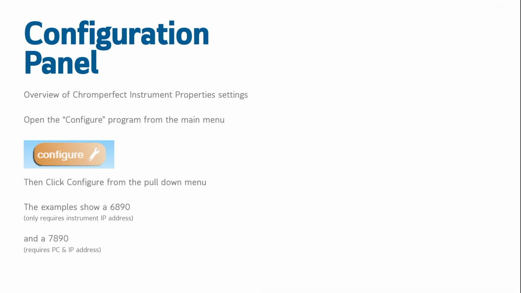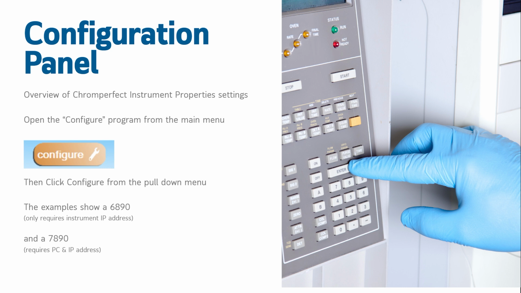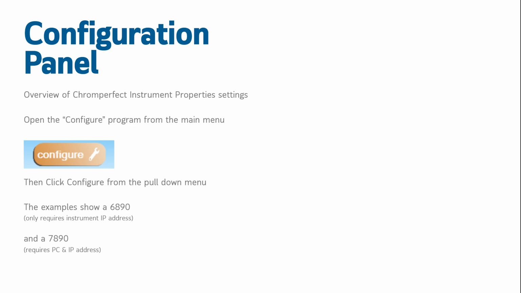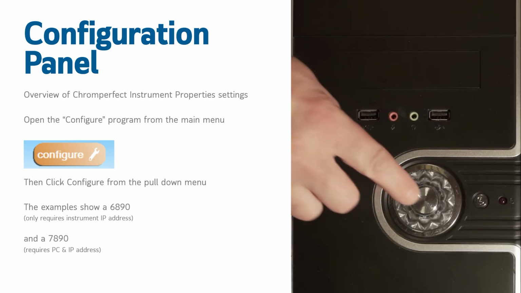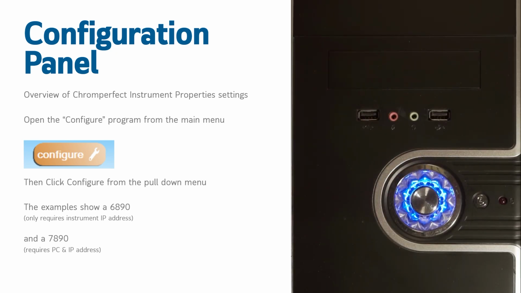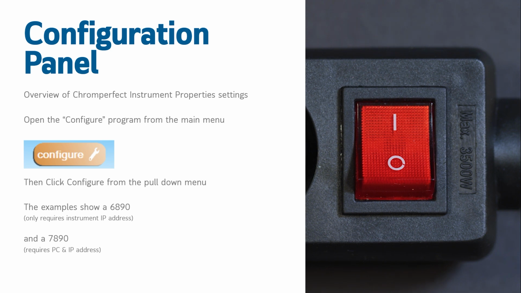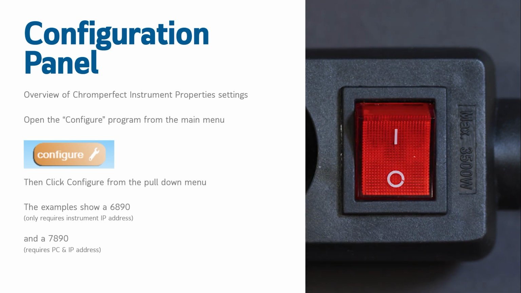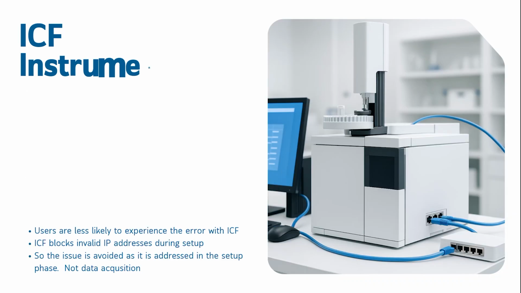Another important point to mention here: using Chromperfect's configuration program to change the IP settings of your instrument only makes changes within the software and not the instrument. If you make changes within Chromperfect, you will also need to update the communication settings manually using the instrument's configuration, normally accessed through the front panel. After making changes to IP addresses, it is always good practice to reboot your computer and to power cycle the instrument by powering it down for 30 seconds. This ensures all old settings are replaced.